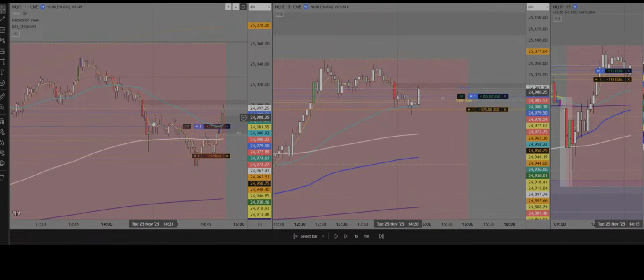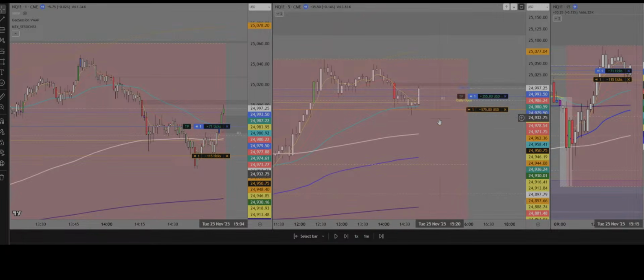So notice how we're just now coming back for these imbalances. It wanted to continue down a little bit further and tag the 50. That was me getting in a hair too early. That was me trying to get in just on the daily open. I should have just been patient and waited for a deeper retrace.